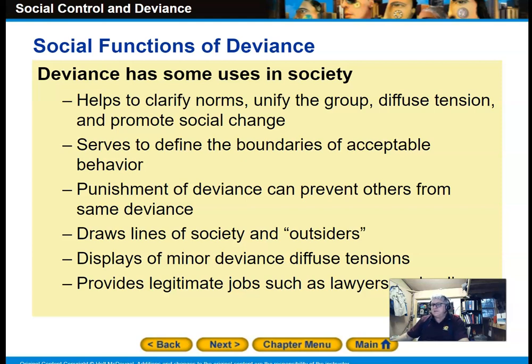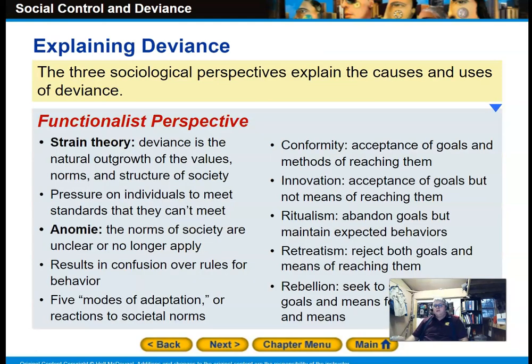It draws lines between society and outsiders. Displays of minor deviance diffuse tensions. And deviance provides legitimate jobs such as lawyers, police, and social workers. The three sociological perspectives explain the causes and uses of deviance.